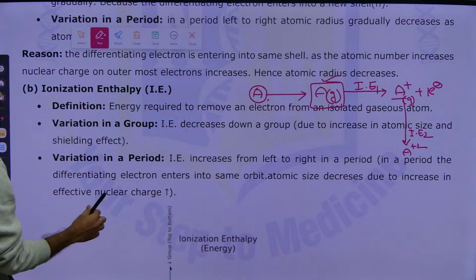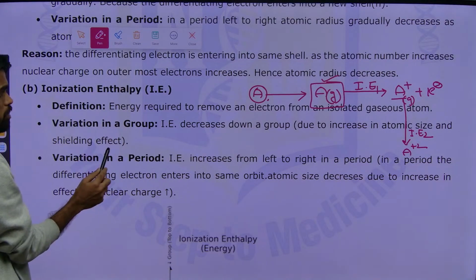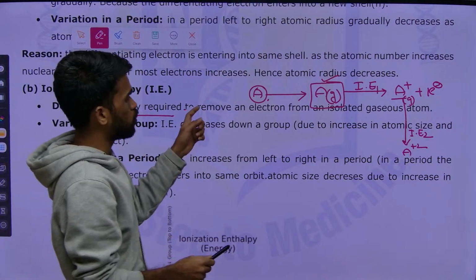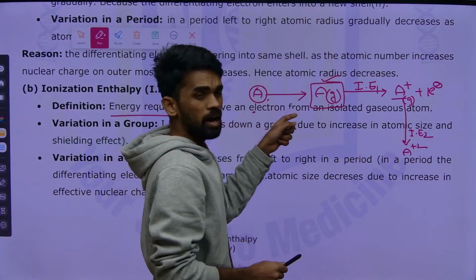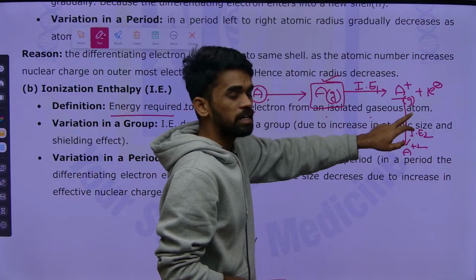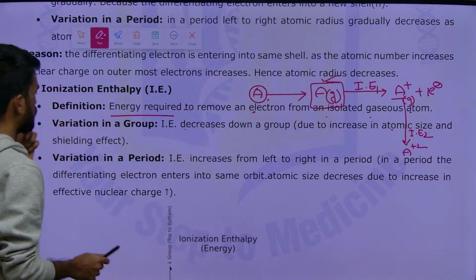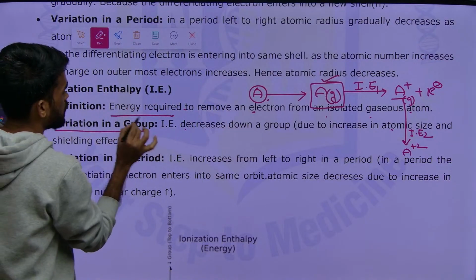So once again, read the definition. The minimum energy required to remove an electron from an isolated gaseous atom is called its ionization energy. Next, how does this ionization energy vary in a group?